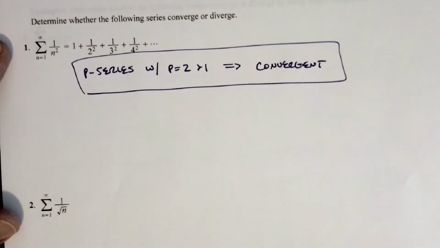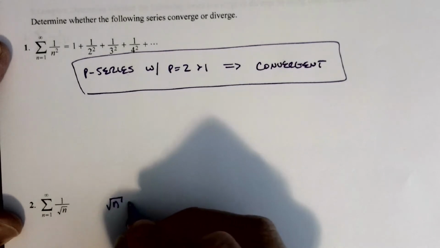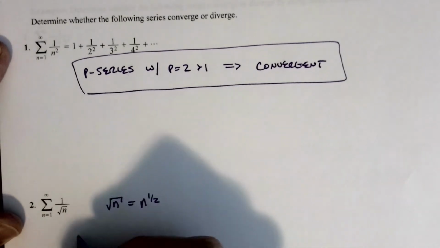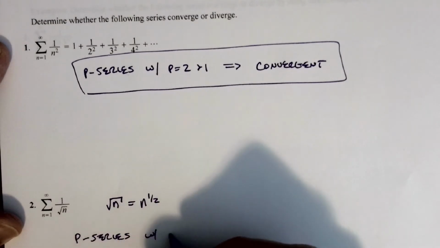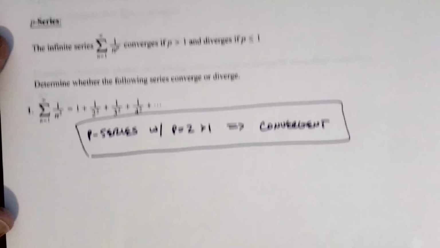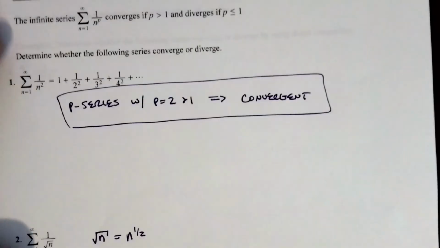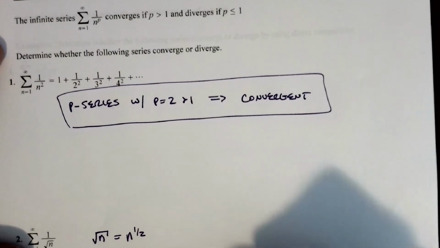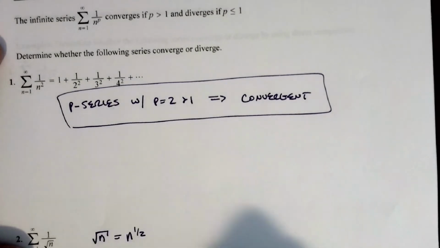What about this one down here? Is this a P series? Yeah, remember the square root of n is the same as n to the 1/2 power, and so this is a P series with p equal to 1/2. Well, 1/2 is less than or equal to 1, and remember P series, if the value of p is less than or equal to 1, are going to be divergent. And that series diverges.